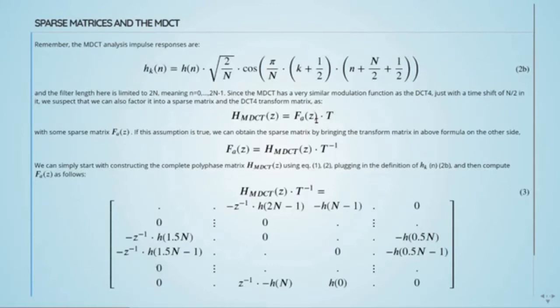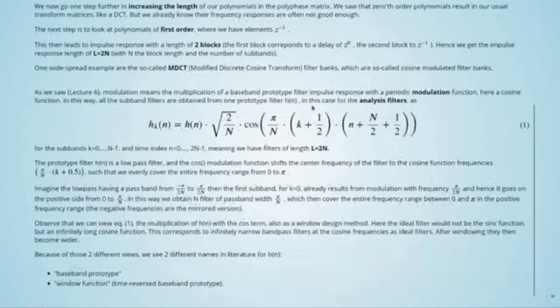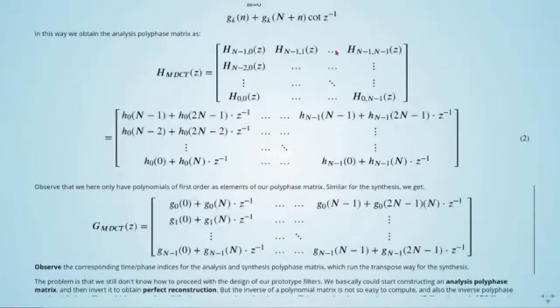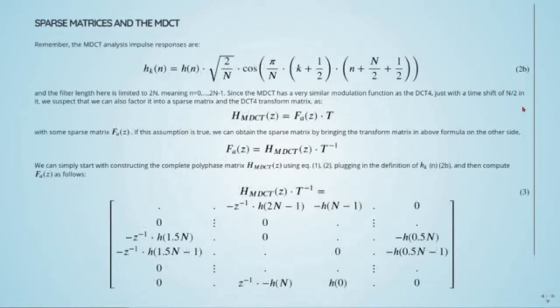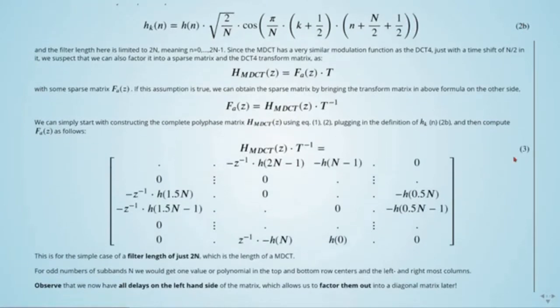Here, there's some sparse matrix FA of z. If this assumption is true, we can obtain the sparse matrix by bringing the transform matrix from the above formula to the other side of the equation, and we will have that the sparse matrix is given by the H MDCT of z times T to the power of minus 1. We can simply start with constructing the complete polyphase matrix H MDCT using equations 1 and 2 that we've seen before. So here we have equation 1, here we have equation 2, and then if we plug into this equation 2b, we can compute FA of z as follows, resulting in this equation 3.